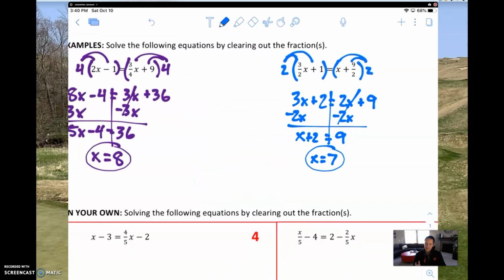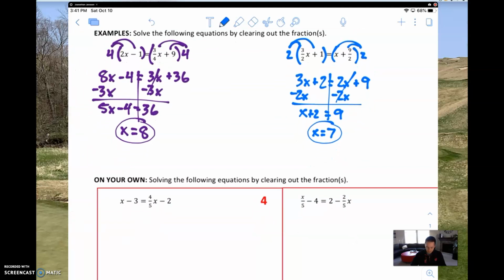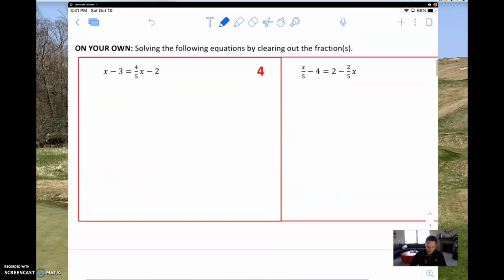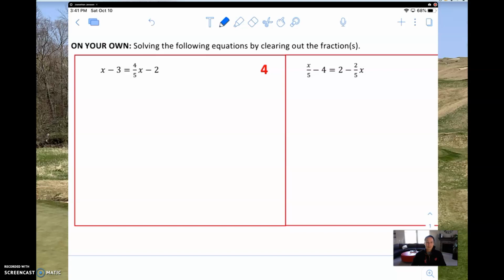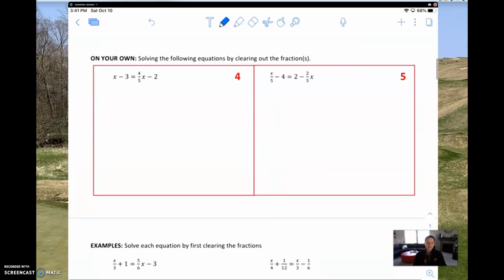So those were intentionally a little bit easier. All we had to do is look at the denominator and then use that number to multiply. In a little bit, we're going to get to problems that are a little bit more difficult where you have to figure out a better number to multiply by. But for now, just try the next couple on your own. You're going to be multiplying by 5 on each of those. So go ahead and pause the video now, and then when you're done, come on back and we will work on the next set of examples.